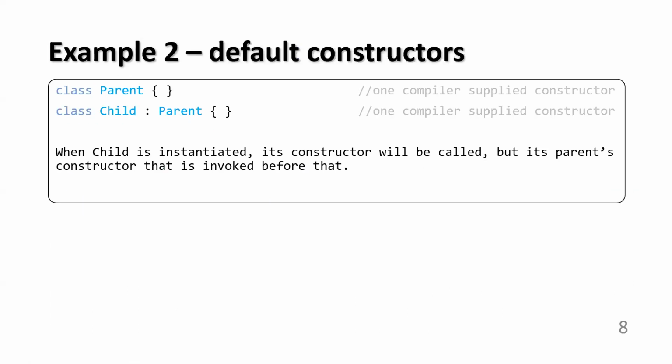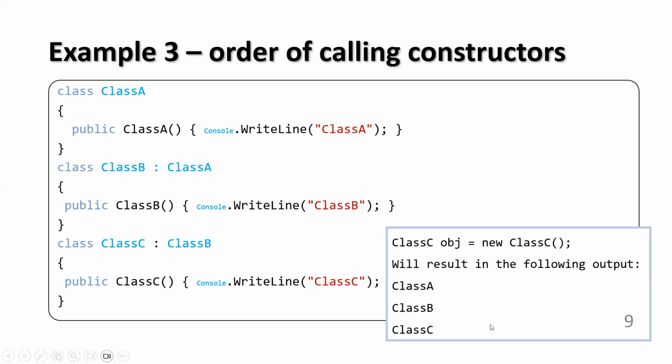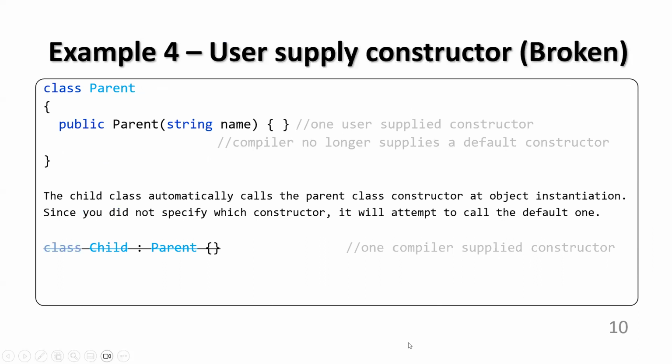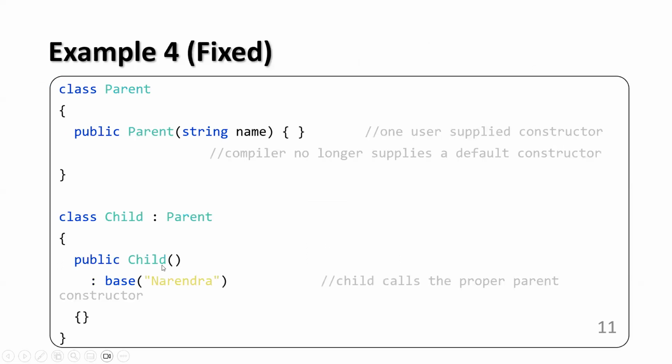And how about this one? It says that when child is instantiated, its constructor will be called, but its parent's constructor is invoked before that. So parent constructor will be called first and then the child class. We already went through this example together. And in this one, guys, you know the problem, because in the parent we have a constructor which contains a parameter, and you cannot have a parameterless or default constructor for the child.